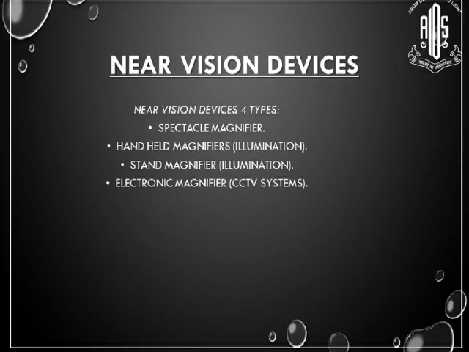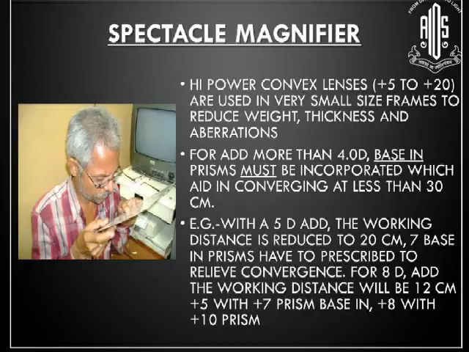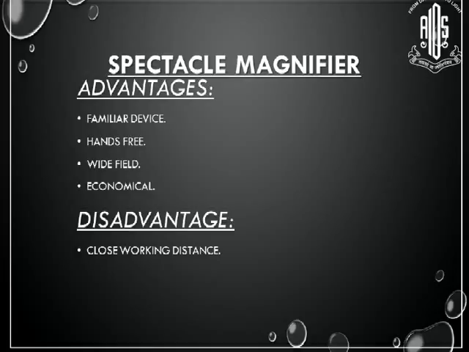We can use a spectacle magnifier, handheld magnifier, stand magnifier, and electronic magnifier. This is a spectacle magnifier. These are high power convex lenses used in very small size frames to reduce the weight, thickness and aberrations. What are the advantages? These are familiar devices, hands-free, wide-field, and very economical. Disadvantage: the very close working distance.